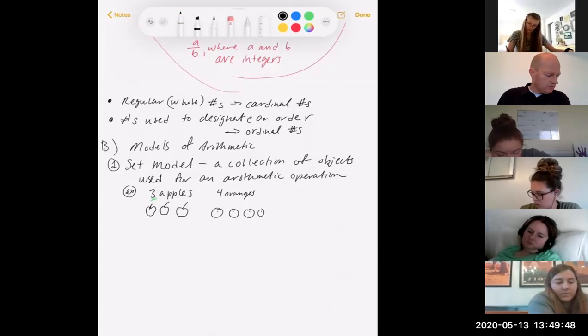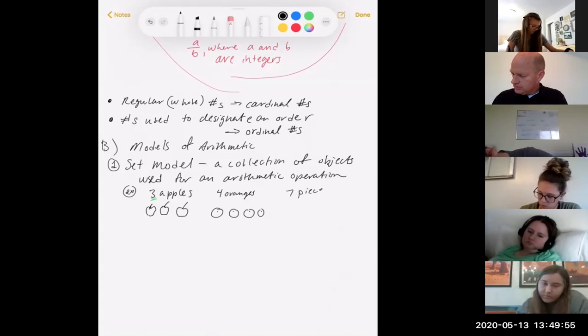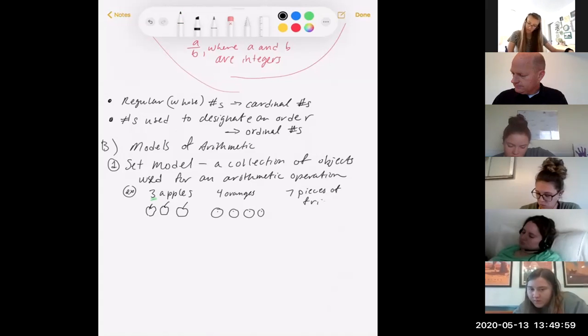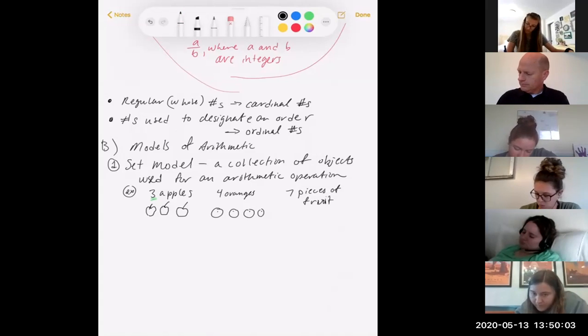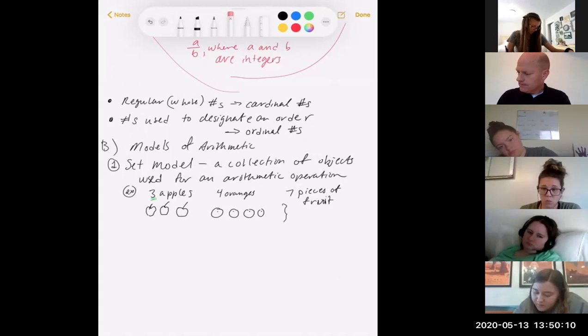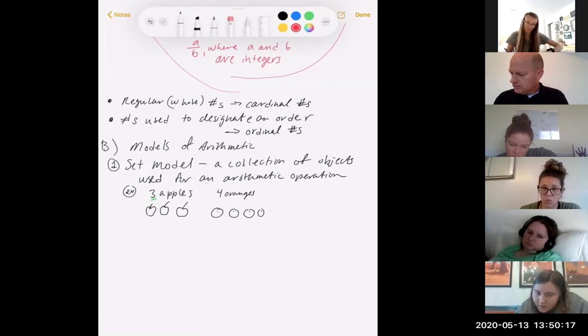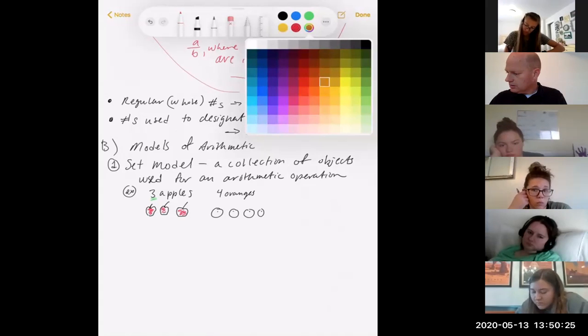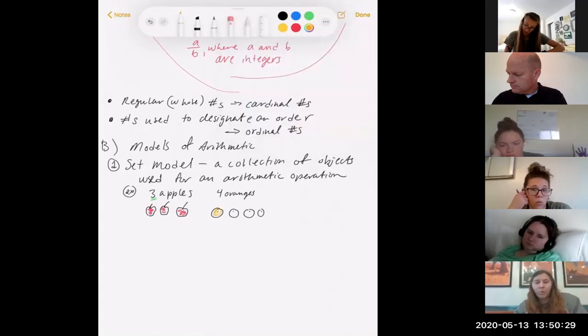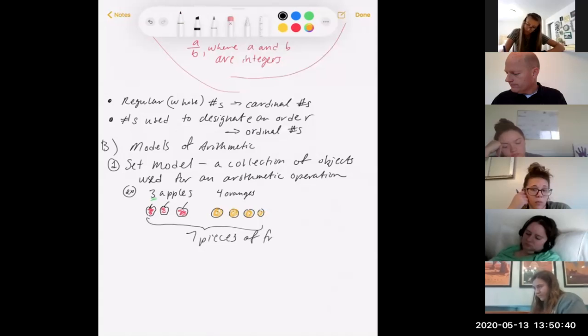And I can do things with them. I can put them together, take them apart. As I used apples and oranges, we can also have 7 pieces of fruit, if you want to think of them that way. All together, let me draw this in a different way, which is a little bit better. Those apples and oranges. We're going to have some red apples, and orange. So you have this, and there's 7 pieces of fruit there.